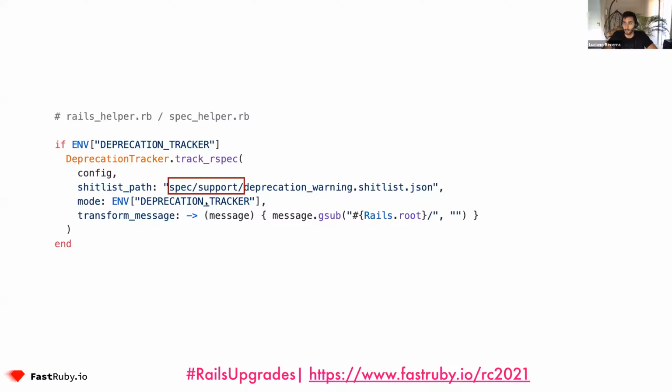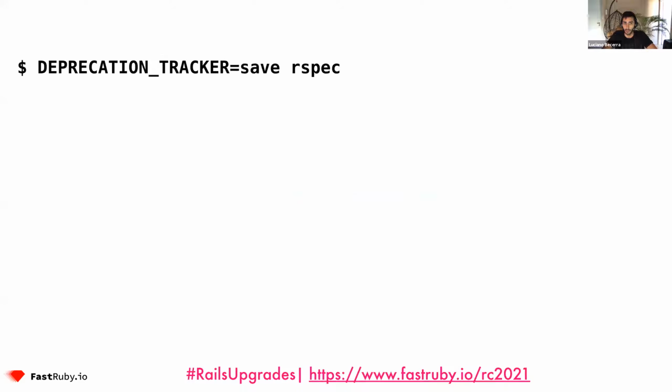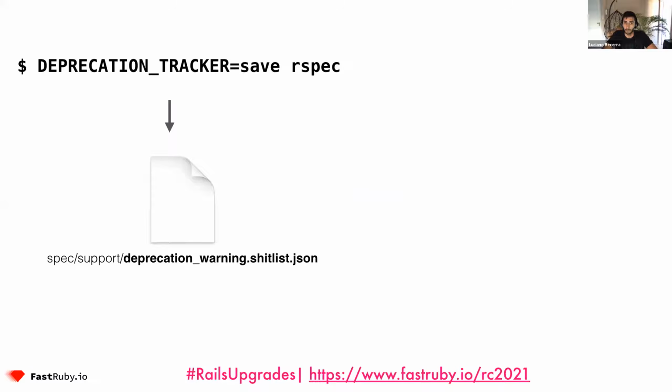Make sure you have the support directory in your application. And once you add that code, the next time you run the tests, you can add the deprecation tracker environment variable and set the value to save. And it will generate a file with all the deprecation warnings that were triggered when you run the tests. And yeah, this is very useful.